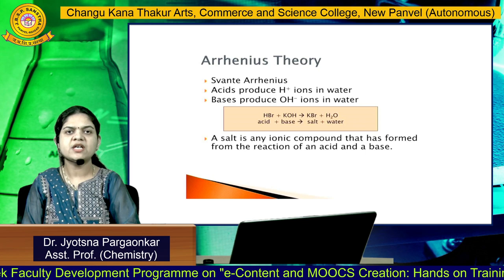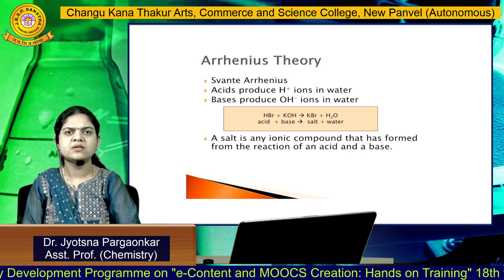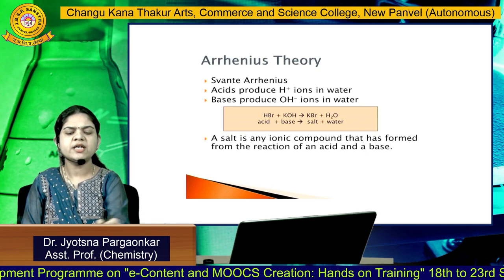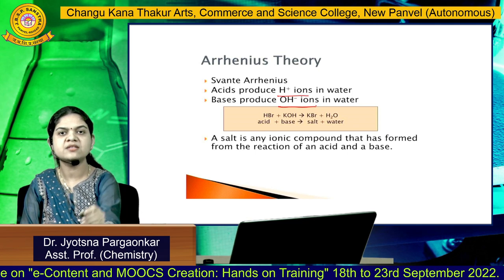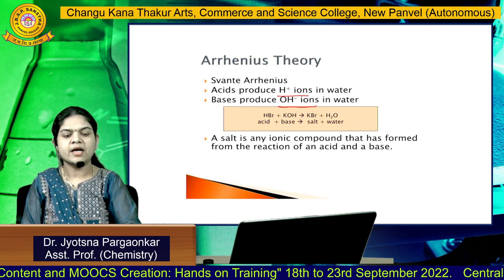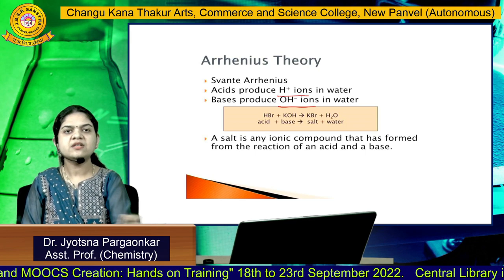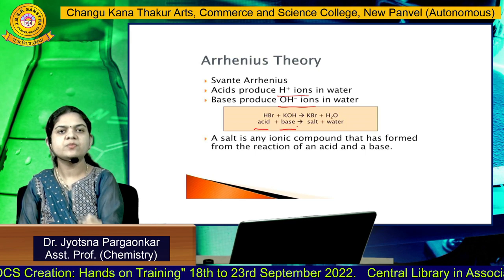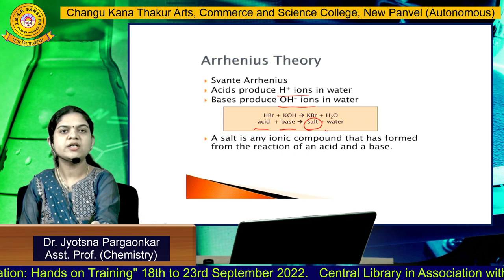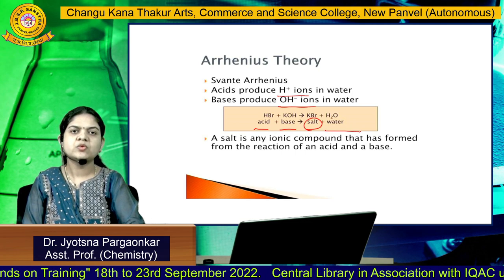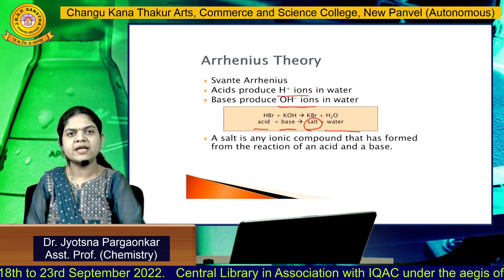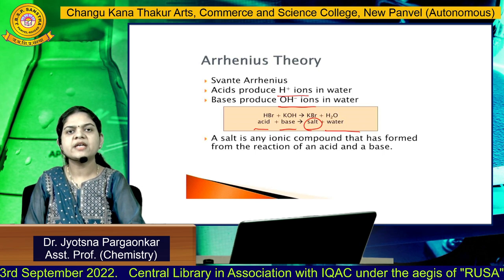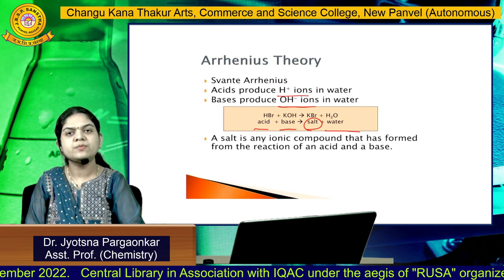So in short, these are the definitions. An acid produces H+ ions, while a base produces OH- ions. When an acid reacts with a base, we get salt and water. So we can define salt as any ionic compound that is formed from the reaction of an acid and a base.